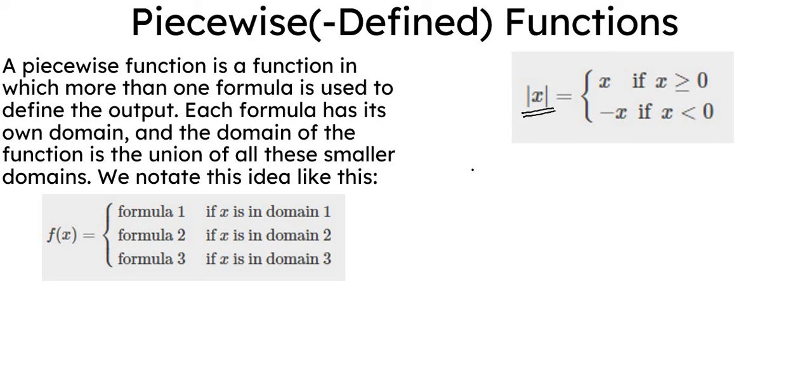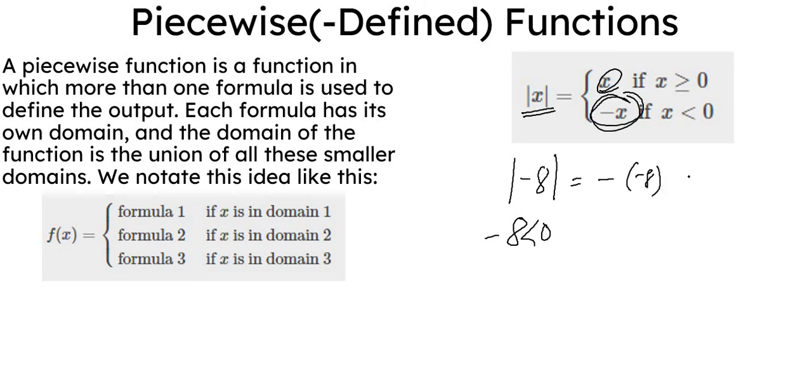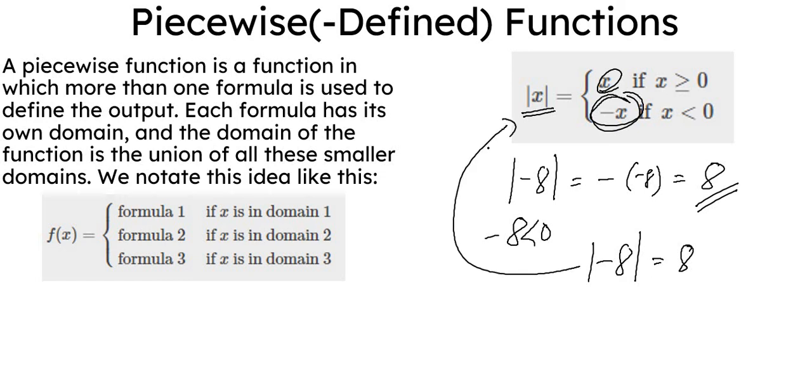And how does it work? Say for example, we want to find the absolute value of negative 8. If x is greater than 0, then we retain the value of x. But if x is less than 0, then it becomes negative x. Since our negative 8 is less than 0, that means we shall take this value, which is the negative of negative 8. Therefore, positive 8. Hence, the absolute value of negative 8 is positive 8 based on the definition of the piecewise function.